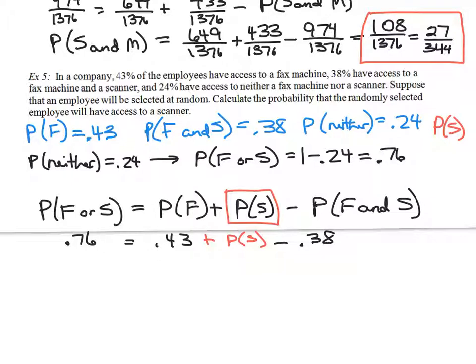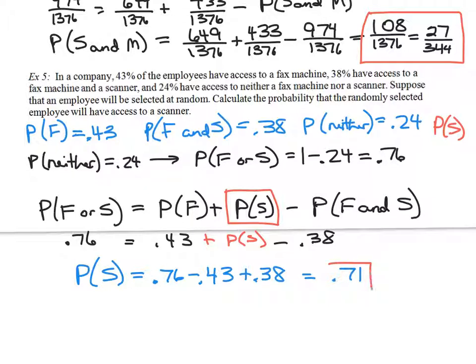So again, just mathematically solve for the P of S. So I'm going to take this term and subtract from both sides, and this term and add to both sides. So that tells me that the probability of a scanner will be equal to 0.76 minus 0.43 plus 0.38. And adding all of those numbers together, I get that the probability of having a scanner is going to be 0.71. So a 71% chance of having a scanner.